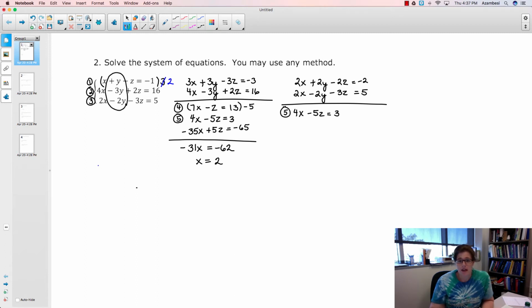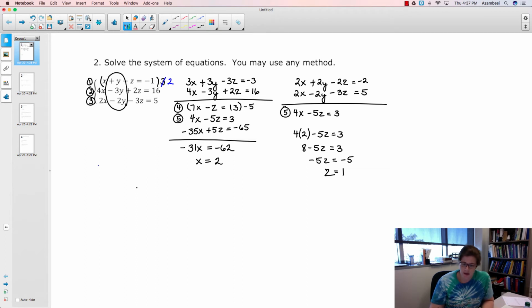Now I can use either equation 4 or 5 in order to solve for z. So using equation 5, 4 times 2 minus 5z is equal to 3. 8 minus 5z equals 3. So negative 5z is equal to negative 5. Gives me z is equal to 1.